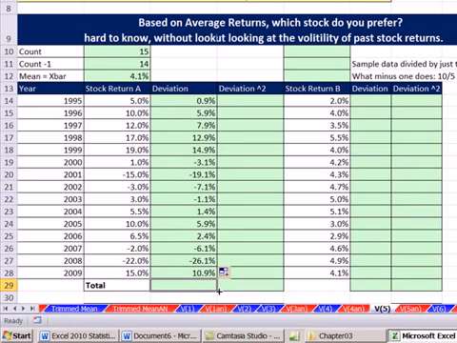I'm going to click in the cell below. Alt equals is the keyboard shortcut for AutoSum. Enter. 0. What is that going to do? That will happen every single time. The sum of the deviations will always equal 0.